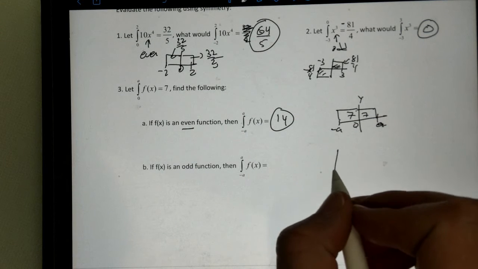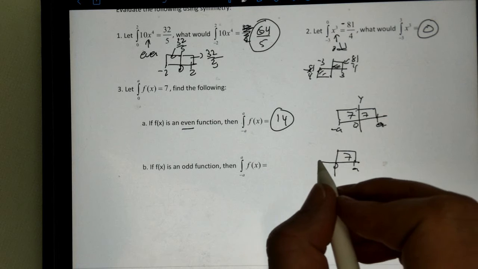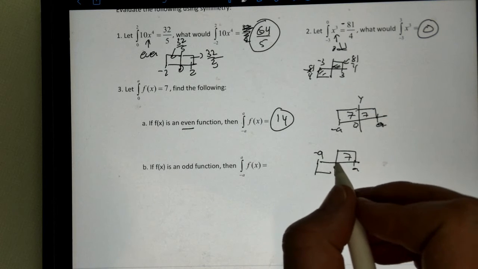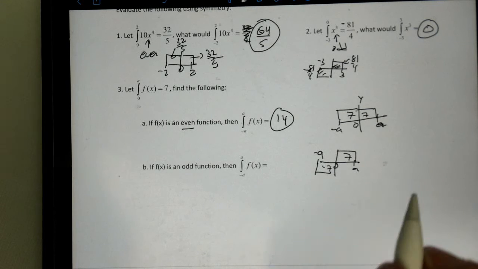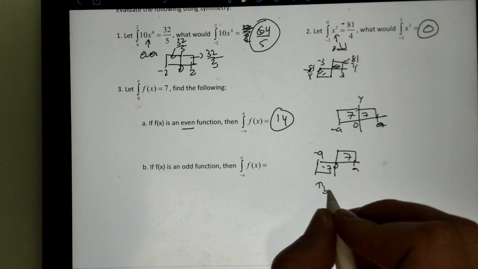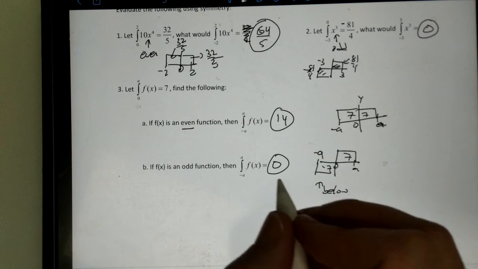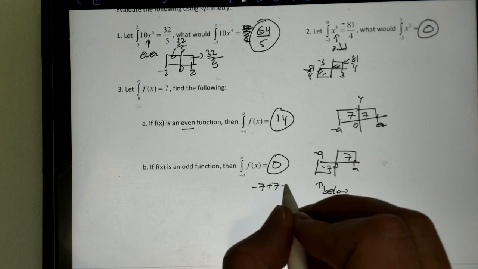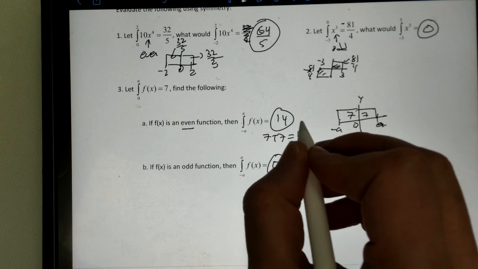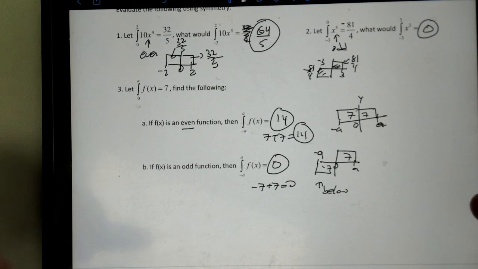Well, what if it's odd? Well, again, from 0 to a, it's going to be positive 7. But from negative a to 0, we're going to be below because it's going to be odd. It's symmetric about the origin. But that area becomes negative 7 here because we're below the x-axis. And if we were to combine them, we add them up together, we would get 0 because negative 7 plus 7 is 0. Like 7 over here plus 7 over here is 14. Very easy to do. So there's some other properties that we have.